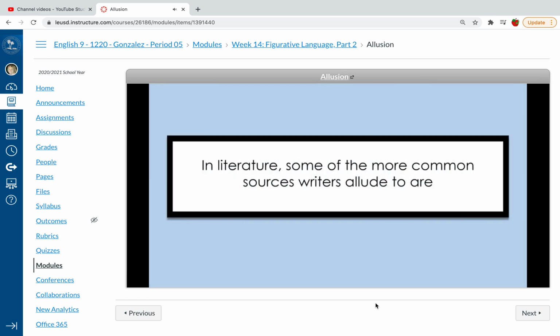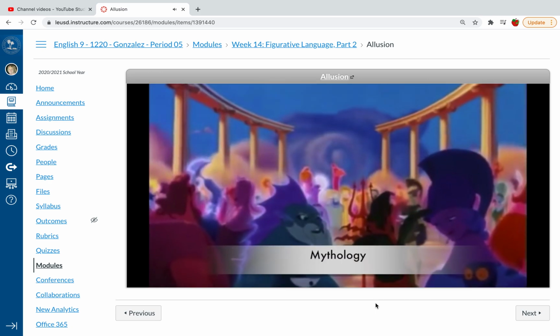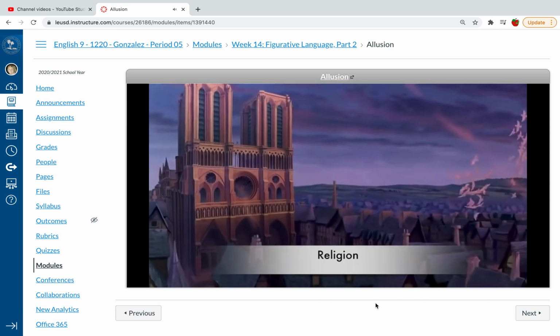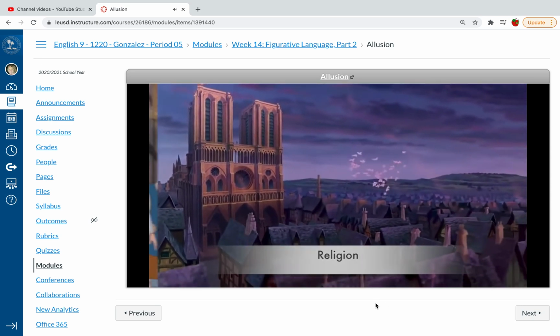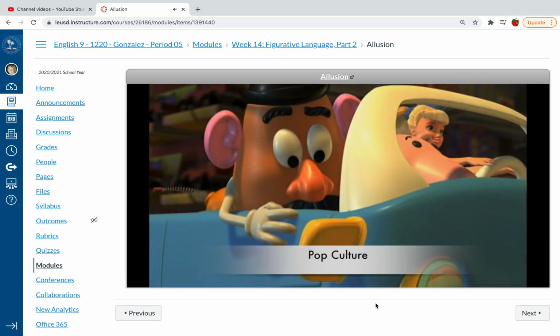In literature, some of the more common sources writers allude to are mythology, religion, literature, especially Shakespeare, and pop culture.